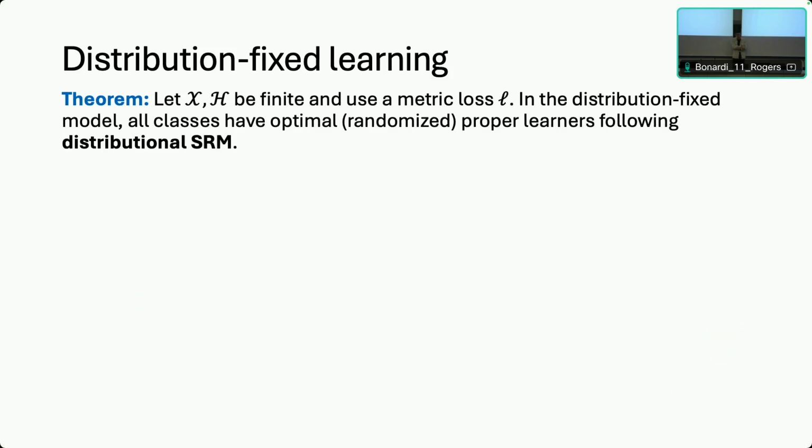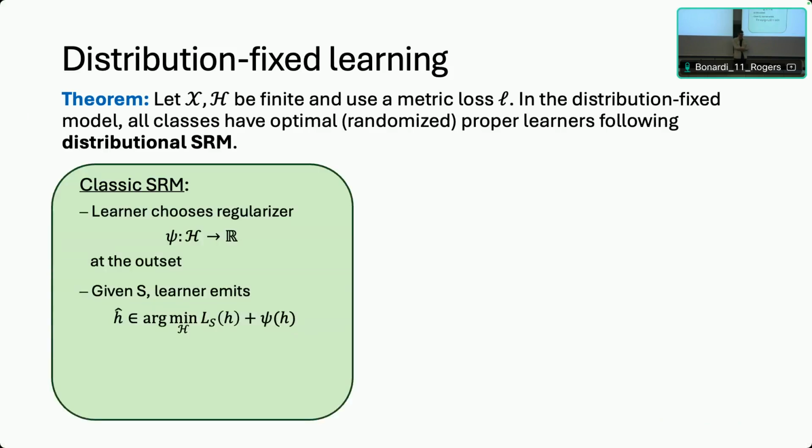Okay, so before I tell you what distributional SRM is, let me refresh your memory on classic SRM. This is the case in which a learner chooses a regularizer psi from your hypothesis class to the real numbers that you think of as encoding the complexity of hypotheses in H. An example would be something like L2 regularization. I'm sure you're familiar. And then at test time, your learner emits a function that minimizes empirical risk, I'm denoting L sub S, plus my regularizer psi. So it's kind of, let me balance simplicity of my hypothesis with also empirical performance.